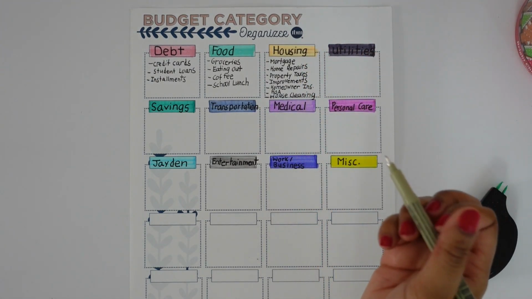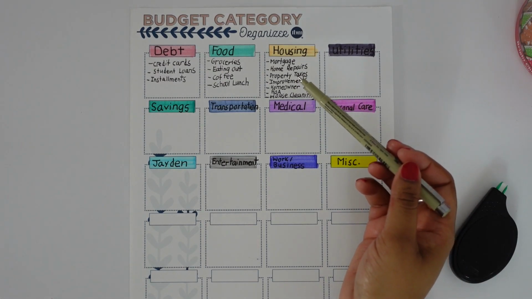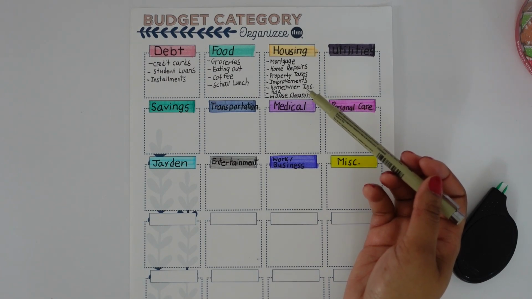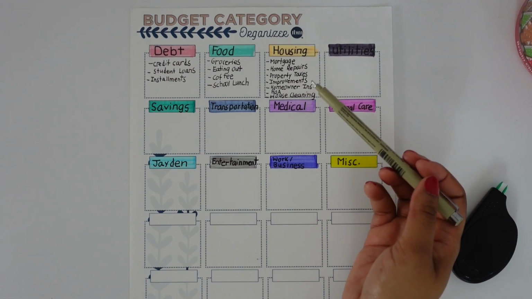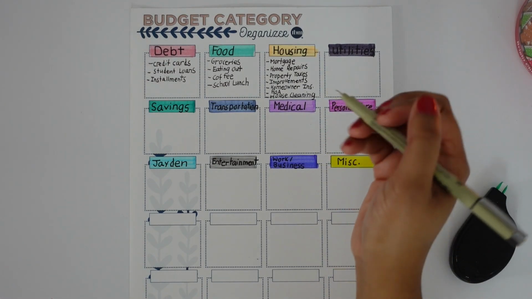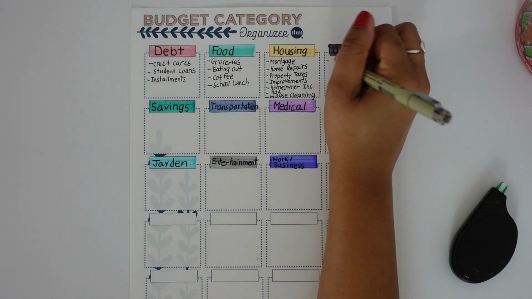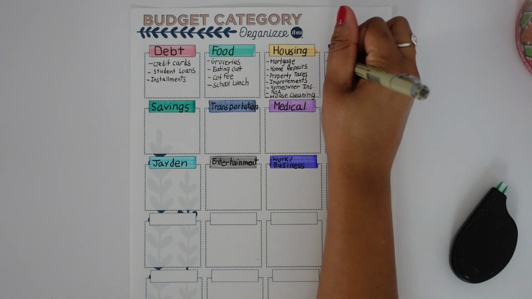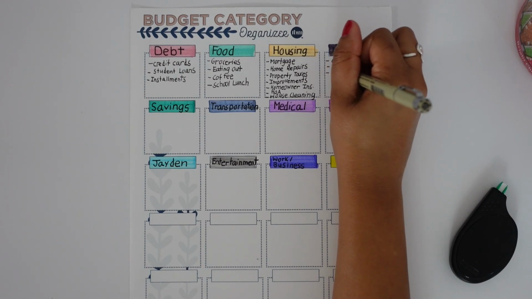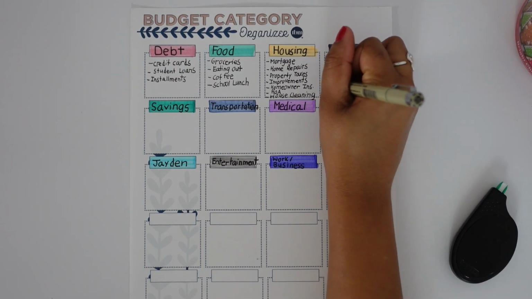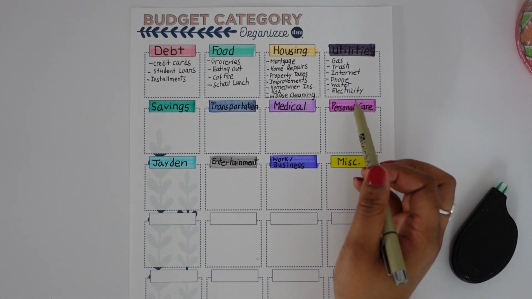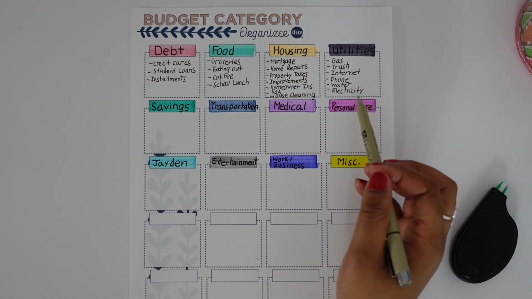Last year I did have a housing category and a household category. This year I'm just going to put those two into one category, and it's just going to be called my housing category. My utilities is going to include my gas bill, trash, internet, phone, water, electricity. That's going to be my utilities. I don't have cable, but if you had cable, it could go in the utilities category.